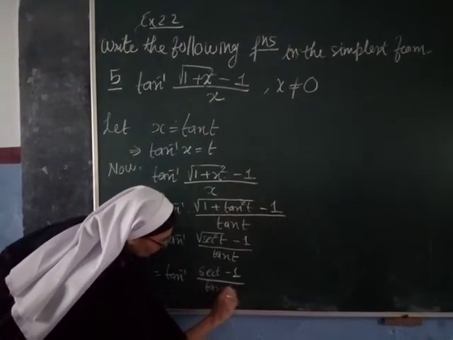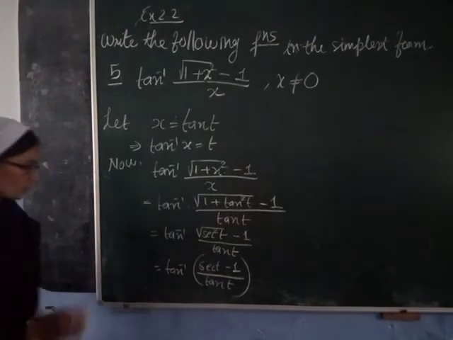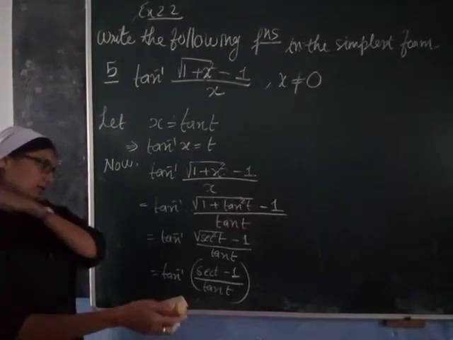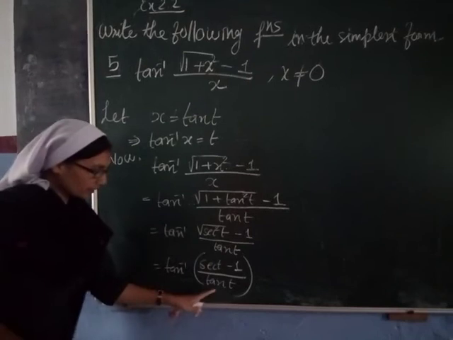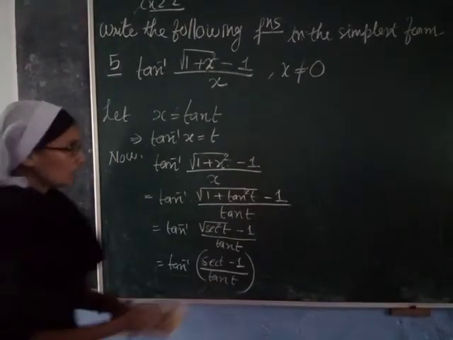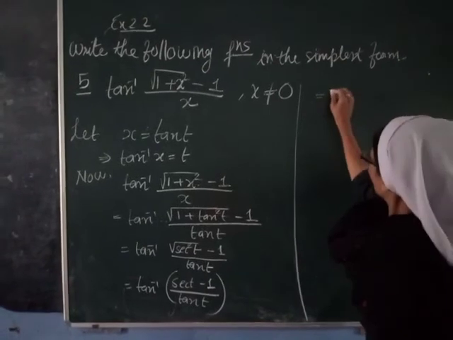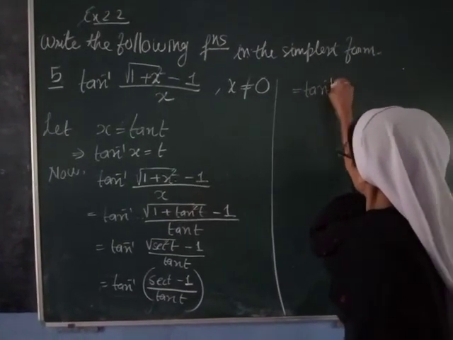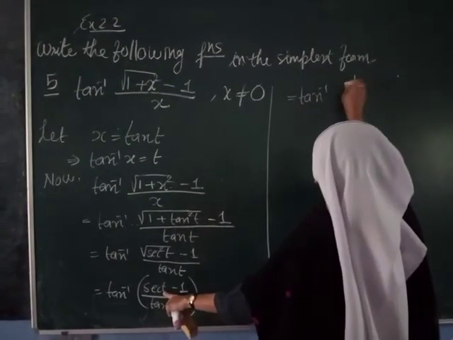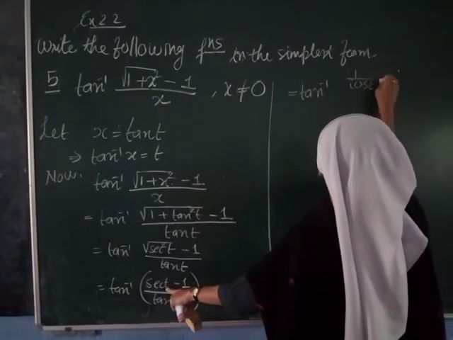Okay, still not any simplification. So what I am going to do now is convert this sec into cos and tan into sin by cos. We will use simple trigonometry and convert this: tan inverse, sec I can write as 1 by cos, minus 1.